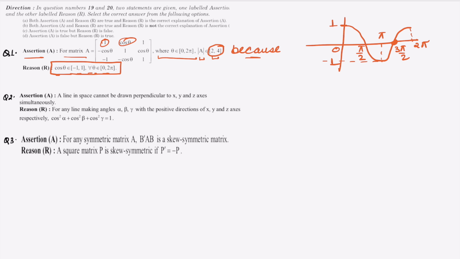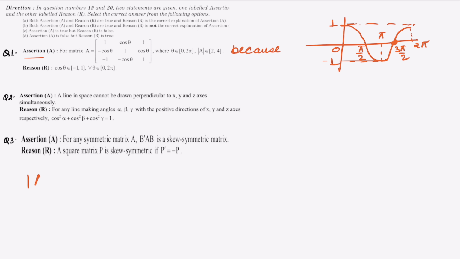So reason is saying that cos theta belongs to minus 1 to 1 close interval for every theta 0 to 2 pi. Yes, it is correct. So reason is correct. Now let's see assertion. Now it's saying value of determinant of A. So from here we find the value of determinant of A.